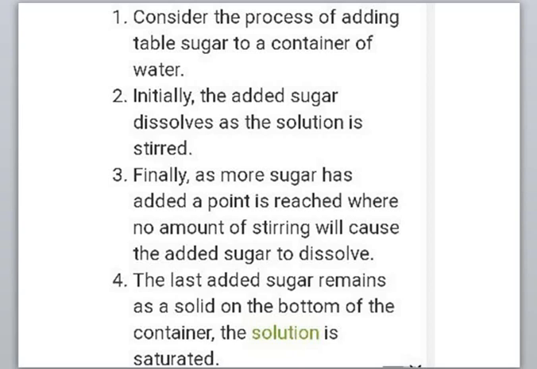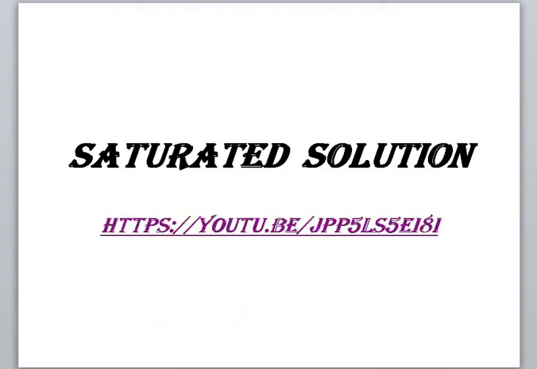Now, how can a saturated solution be prepared? Step by step. First, consider the process of adding table sugar to a container of water. Second, initially the added sugar dissolves as the solution is stirred. Third, finally, as more sugar is added, a point is reached where no amount of stirring will cause the added sugar to dissolve. And last, the last added sugar remains as a solid at the bottom of the container. The solution is saturated. Now we study the saturated solution by watching this video.